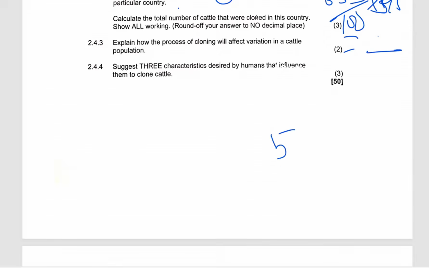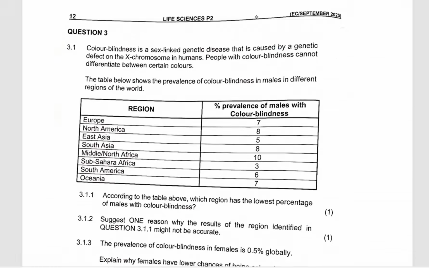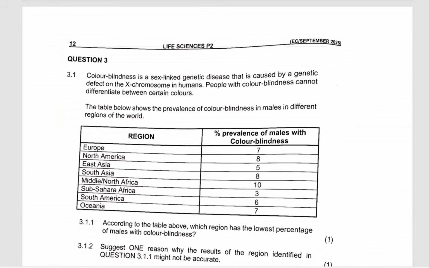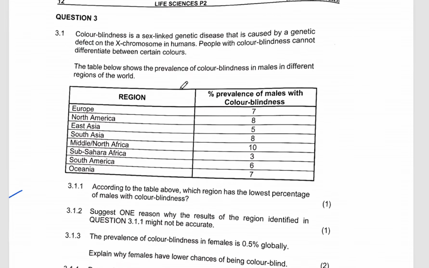So this question is also 50. If you got 50 out of 50, congratulations, you are a star. Let's go to question number 3. They are saying color blindness is a sex-linked genetic disorder that is characterized by a genetic defect on the X chromosome. The moment you say X chromosome, it means that you want to use X and Y.